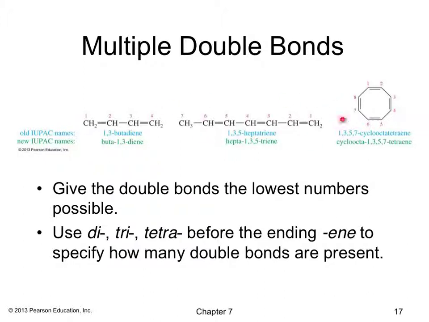This is a 7-carbon chain, so this is a heptane or heptene. And there's 1, 2, 3 double bonds, so that would be a triene. So it would be 1,3,5-heptatriene, or hepta-1,3,5-triene. Here's a cyclooctene. There's 1, 2, 3, 4 double bonds, so it would be a tetraene. So it would be cyclooctatetraene, and it would be 1,3,5,7-cyclooctatetraene, or cycloocta-1,3,5,7-tetraene.